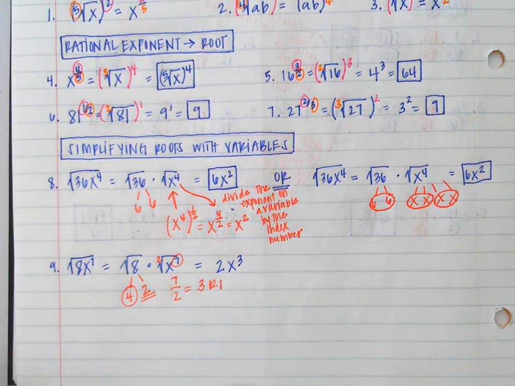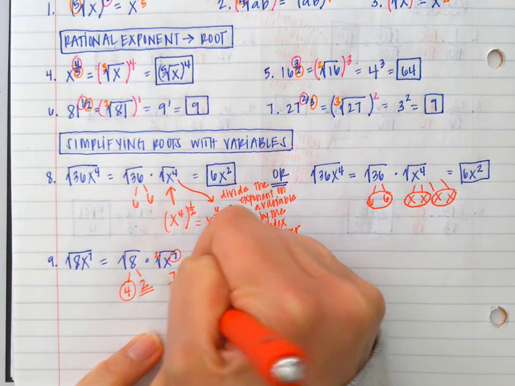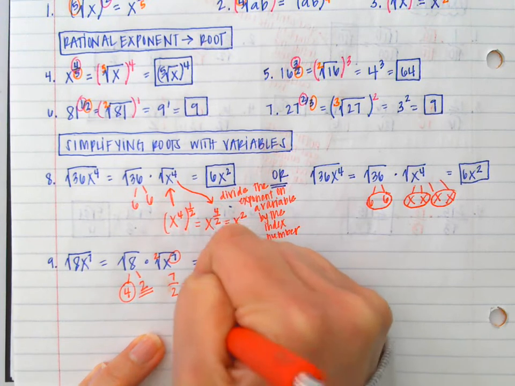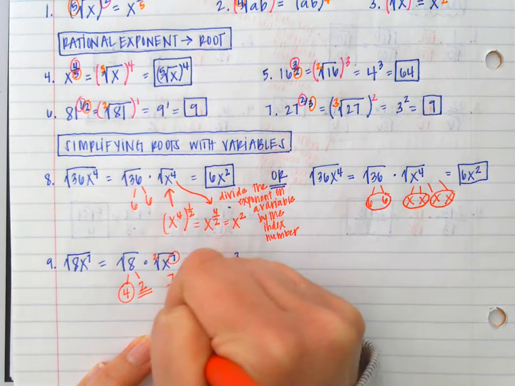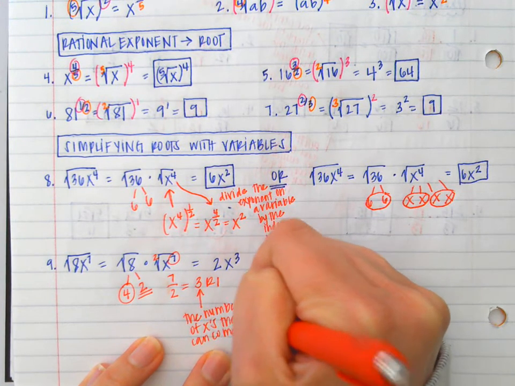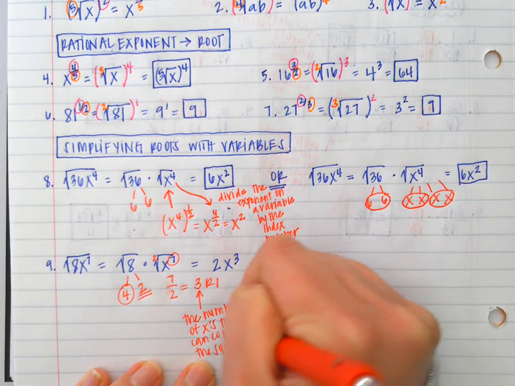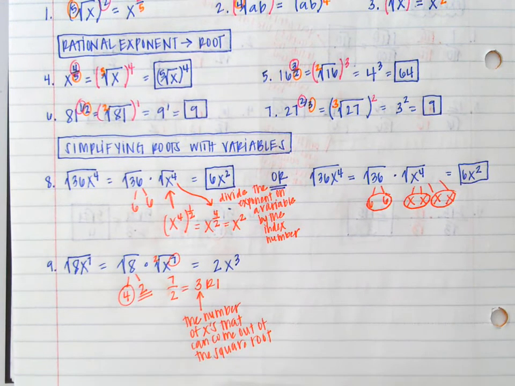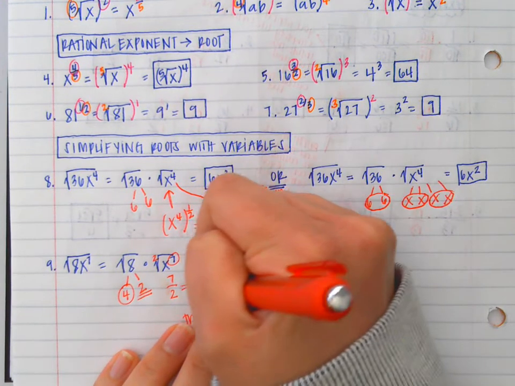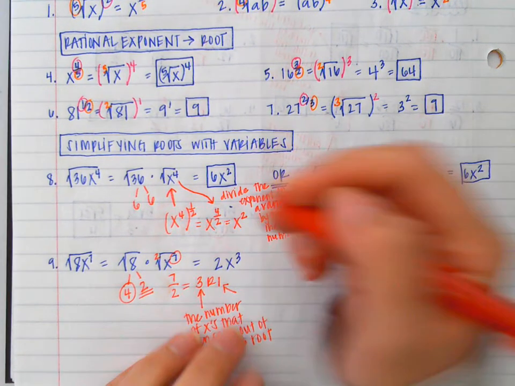So this is the number of x's that can come out of the square root. And then the remainder, so there's a remainder of 1. That's the number of x's that will be left inside the root.